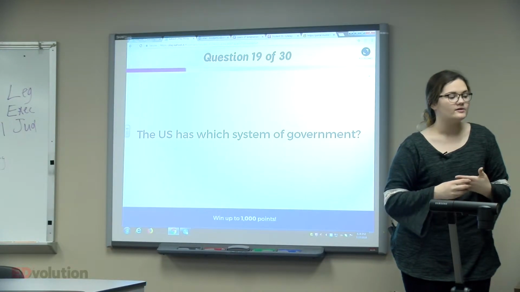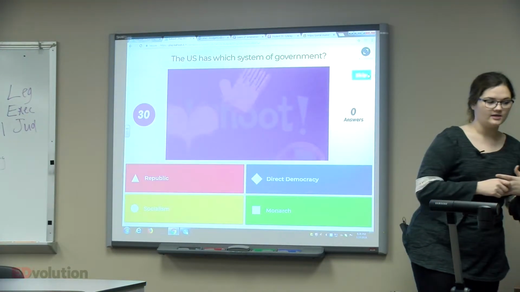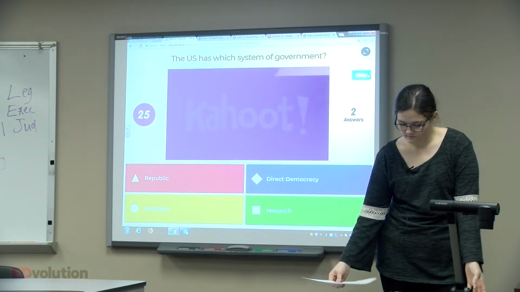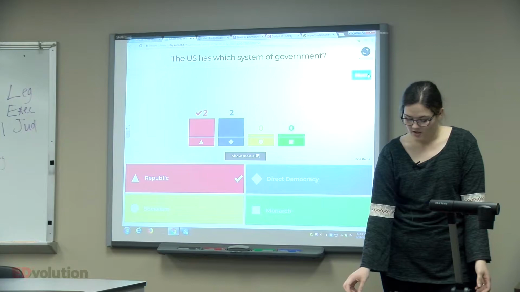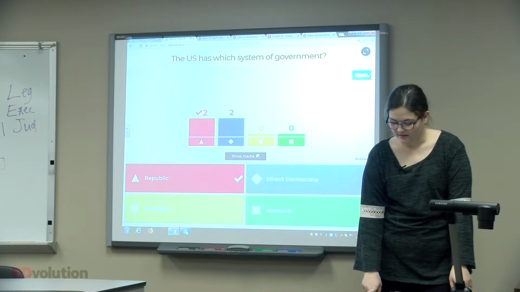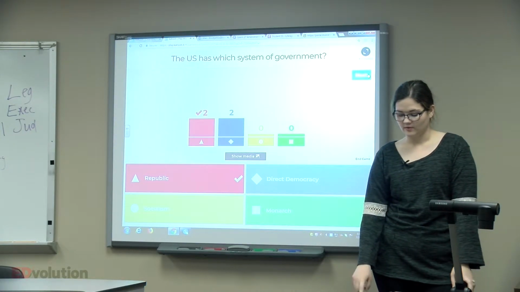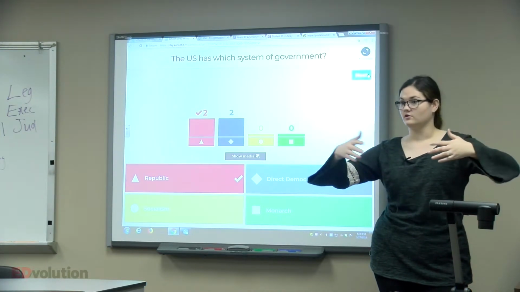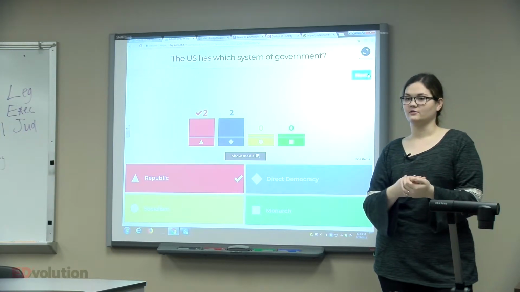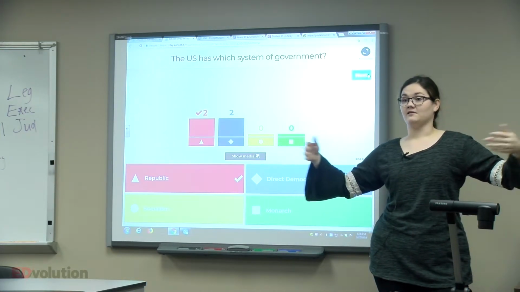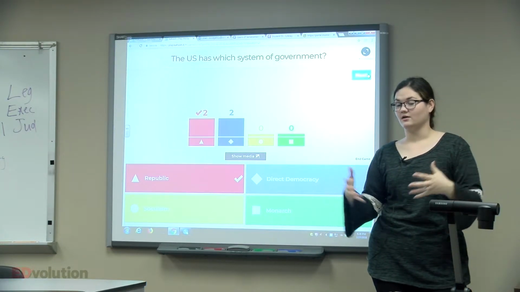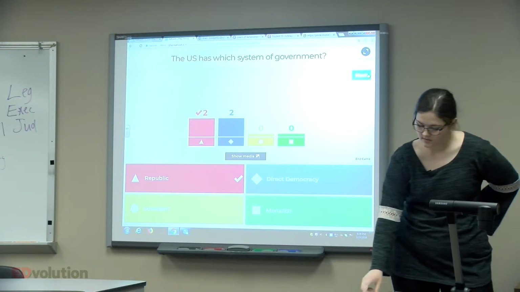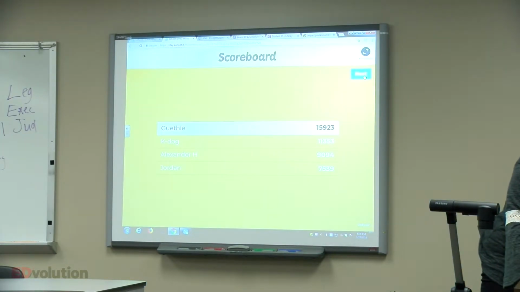All right, so the U.S. has which system of government currently in place? Yeah, so it's a republic, power held by the people and elected representatives. A direct democracy is just the people vote. You don't have anyone voting for you. Every time you want to do something, everybody in whatever your country, city, whatever, has to vote. So that's how that goes. All right, next one.